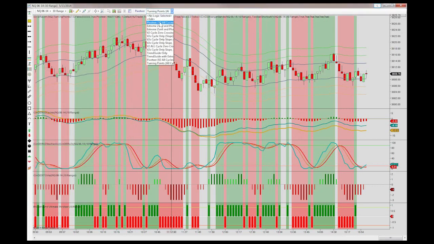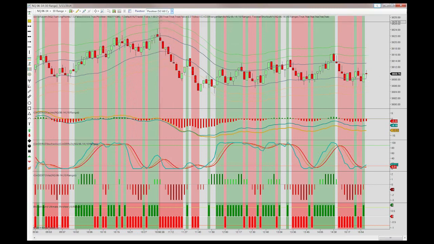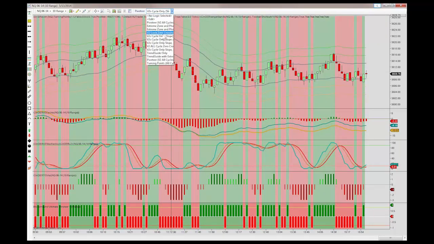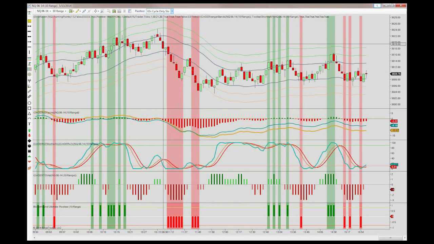The same thing as all the other ones. Do I want to see all the cycles? The V2S cycle only slope. So what is really happening?